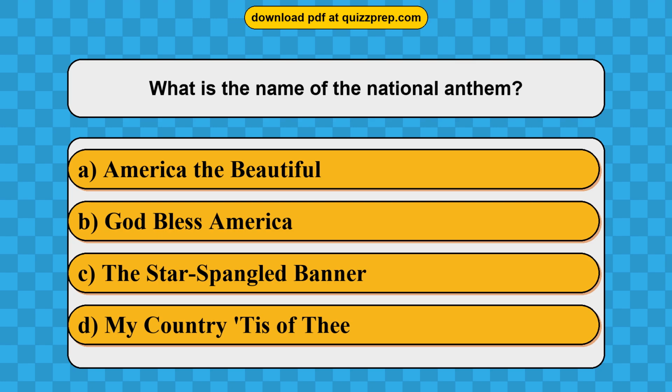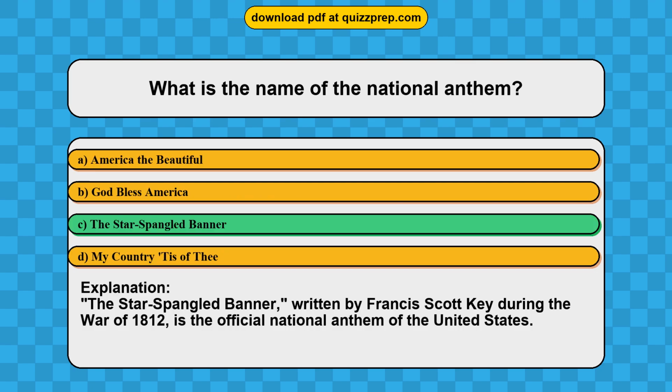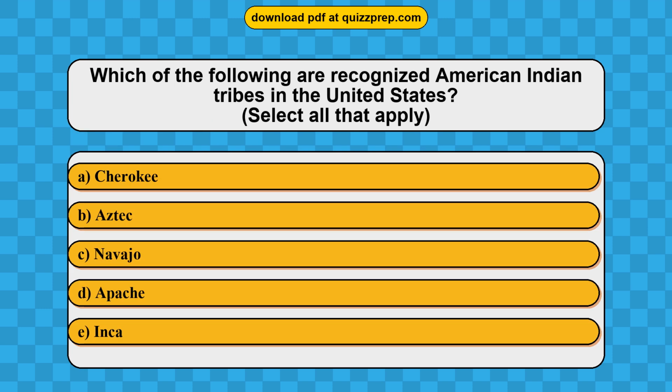Question 46. What is the name of the national anthem? Option A, America the Beautiful. Option B, God Bless America. Option C, the Star-Spangled Banner. Option D, My Country, 'Tis of Thee. The correct answer is option C, the Star-Spangled Banner. The Star-Spangled Banner, written by Francis Scott Key during the War of 1812, is the official national anthem of the United States.